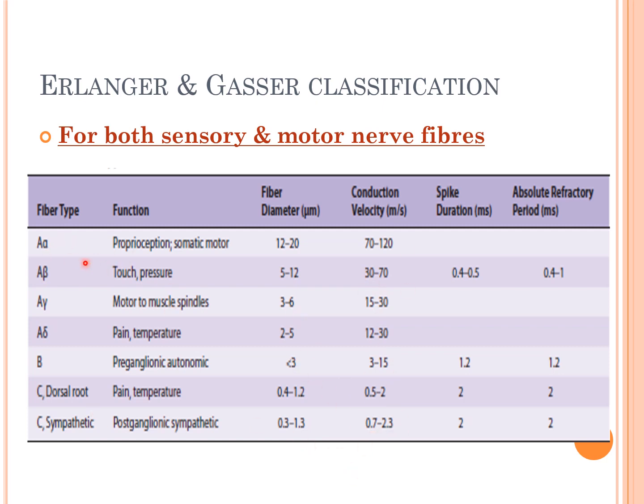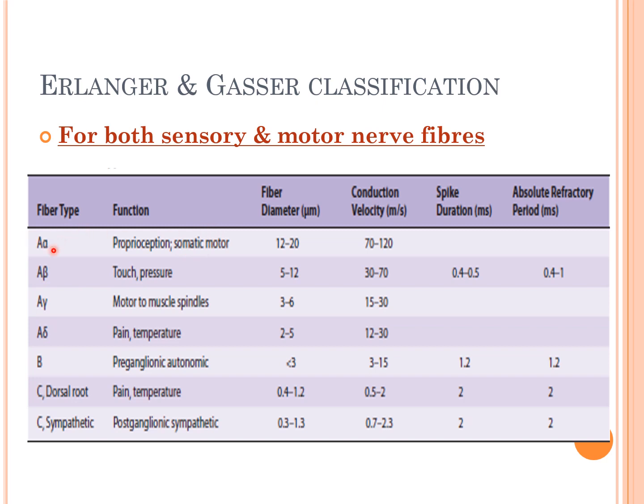And A alpha, what is the function of these fibers? A alpha has both sensory and motor function. The sensory function is proprioception, and the motor is A alpha. You must have heard of alpha motor neurons. These are the motor neurons which supply the skeletal muscle fibers, especially the extrafusal fibers. You're going to study muscle spindle and you will know what extrafusal and intrafusal fibers are. So just remember, the extrafusal muscle fibers are supplied by A alpha motor neurons.